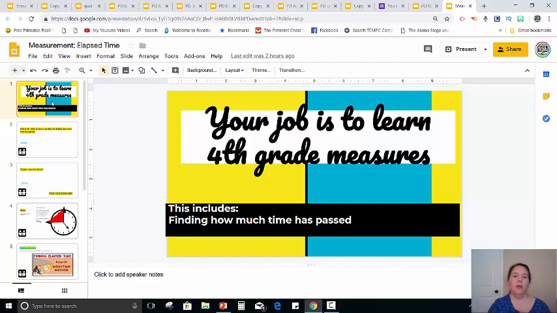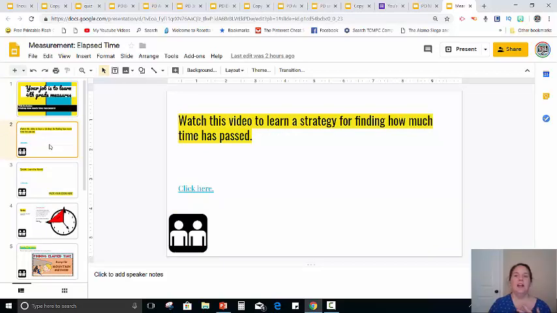Basically, once a student was ready for the skill, they would get access to this set of slides. It tells them right on the front that your job is to learn 4th grade measures, specifically finding out how much time has passed. Okay, and now on each slide is kind of a different activity for the students to do. So the first thing they're going to do is watch a video.